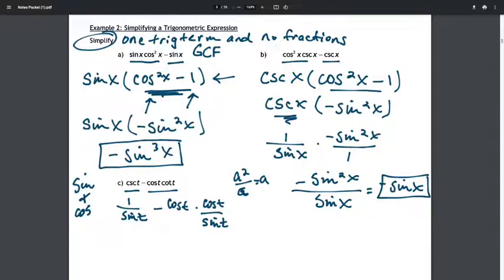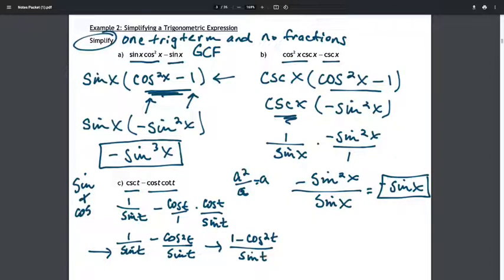All right, so simplifying that becomes 1 over sine t. This is understood to be over 1. When I multiply that, I get cosine squared t over sine t. Now then, because you have a common denominator, you can combine those numerators. So this will become 1 minus cosine squared t over that common denominator, sine t.